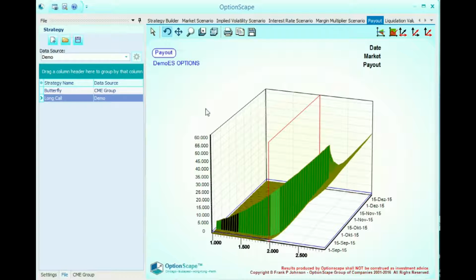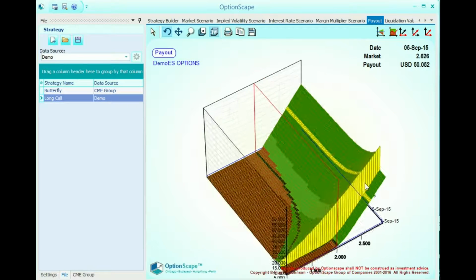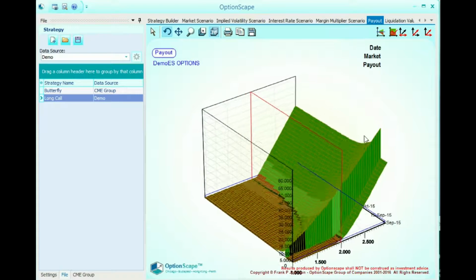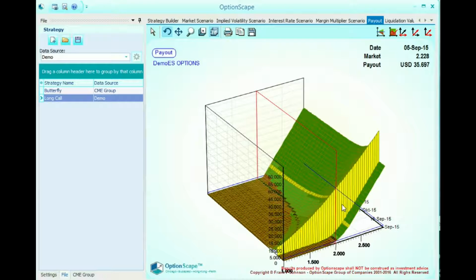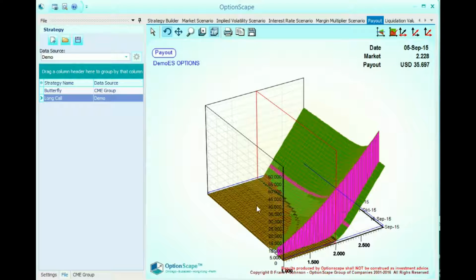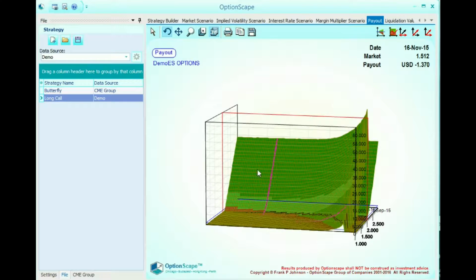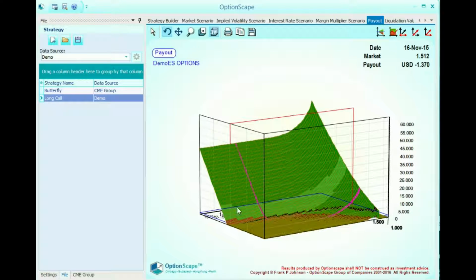I can rotate to have a better view on it, and then we can see here that we have a cross. I go here, and the value of the cross is given here on the upper side. It's the date, the market, and the payout. In other diagrams you have then here the delta or the vega or the other variables. We see that on the day of expiration the call has only intrinsic value or 0. This is this area here.